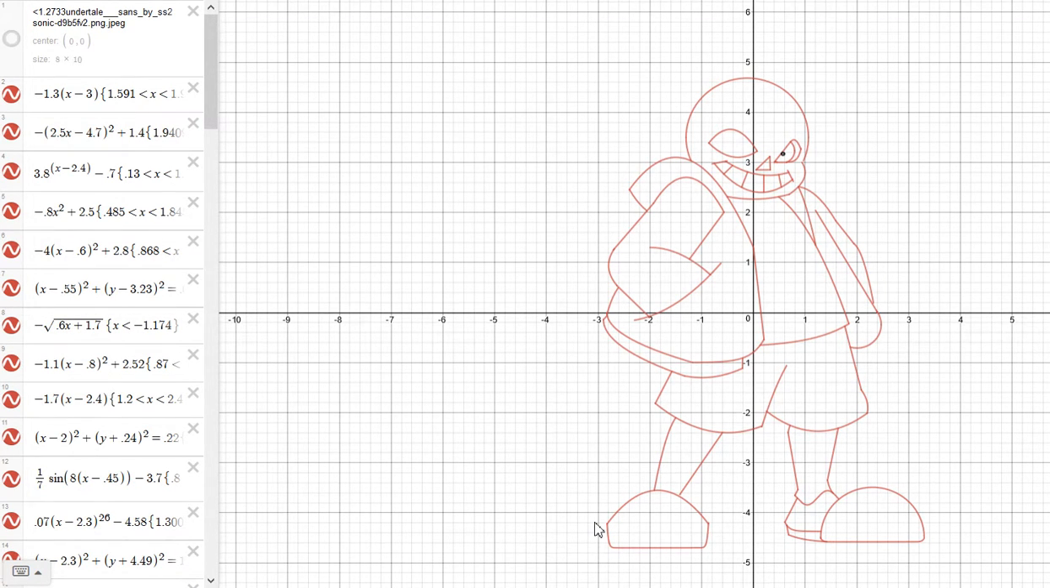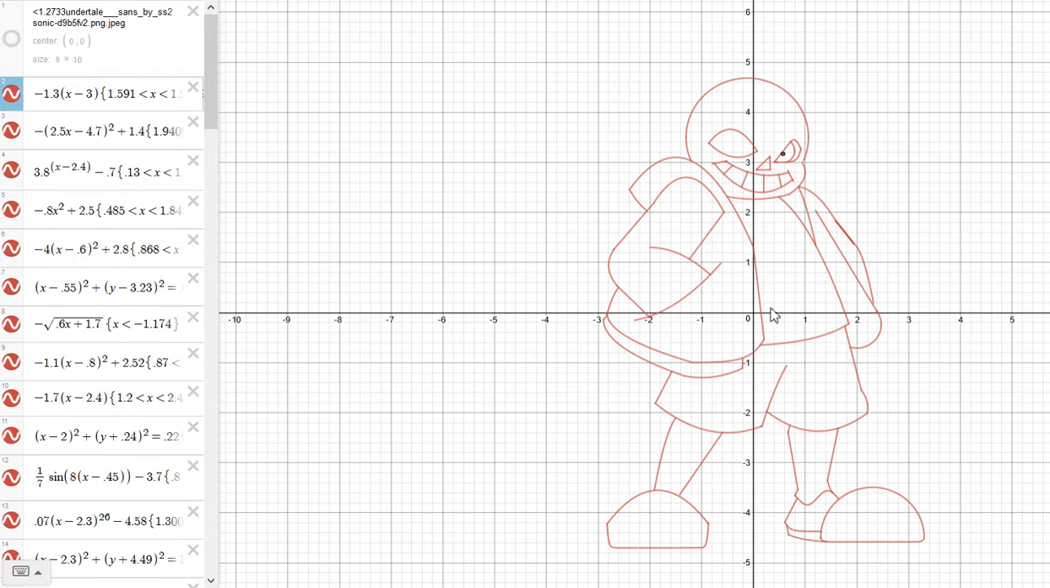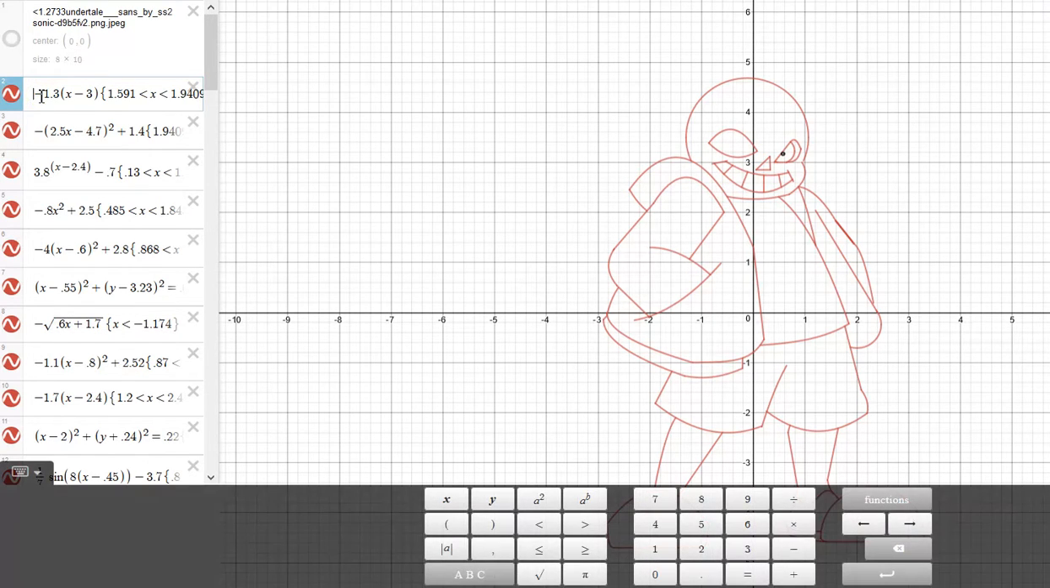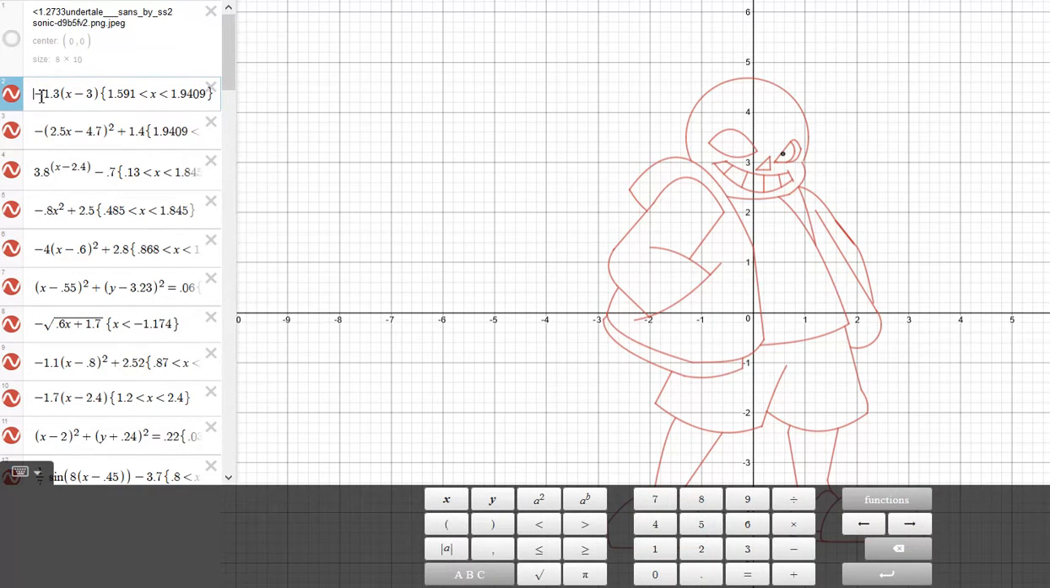In this picture, an example of a linear function would be right here. The equation is y = -1.3(x - 3) with a domain of 1.591 < x < 1.9409.